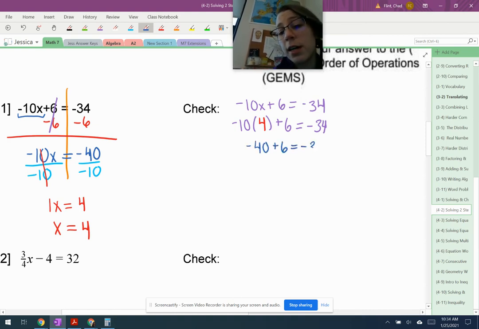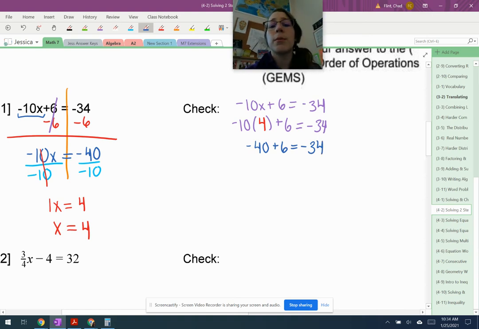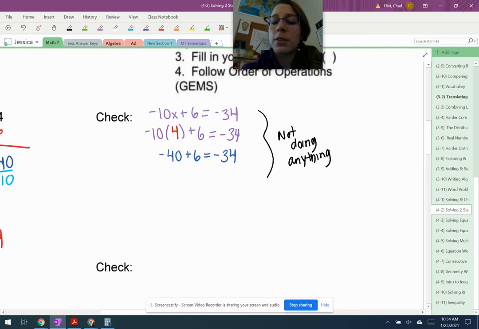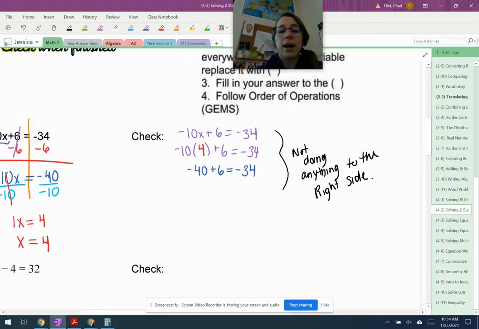Carry down everything else. And notice how when I'm doing these checks, I'm never touching the right side of the equation. So let's just make a note. We're not doing anything to the right side. That right side is just carrying down there.